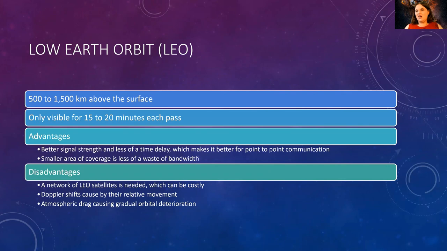Disadvantages is that they are very costly. You have to have multiple of them in order to keep coverage across the entire globe. And also you have to deal with the relative problems of Doppler shift.